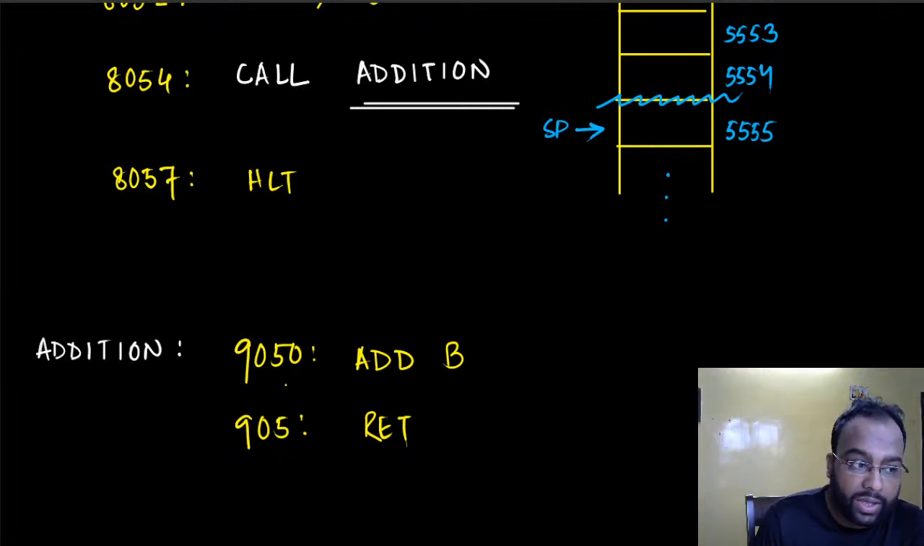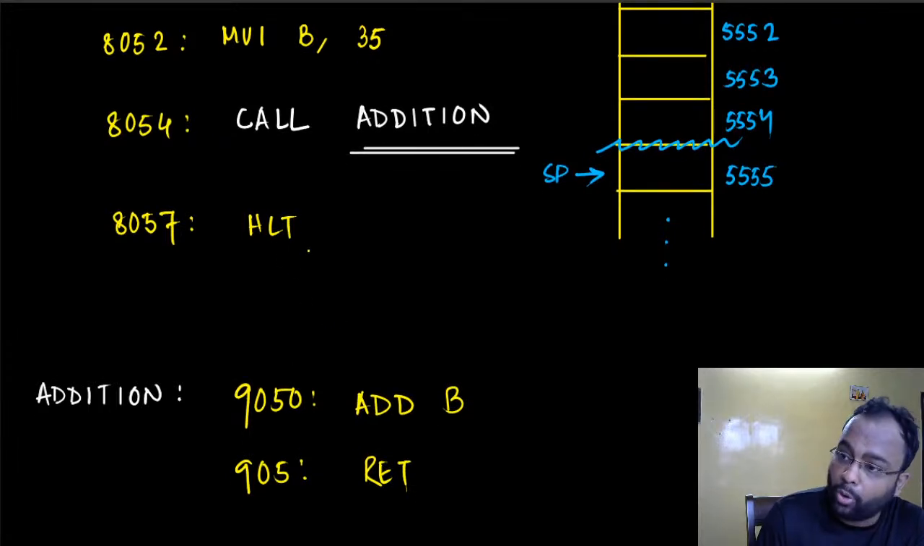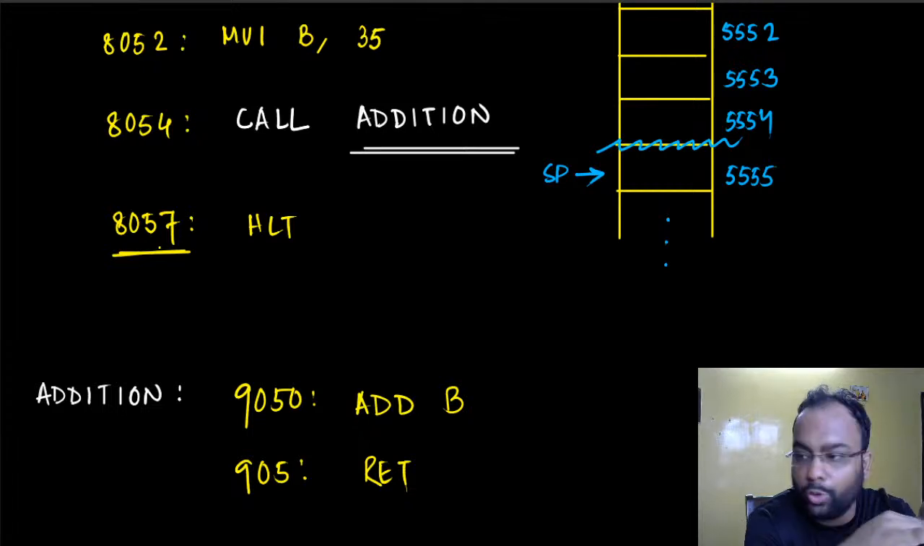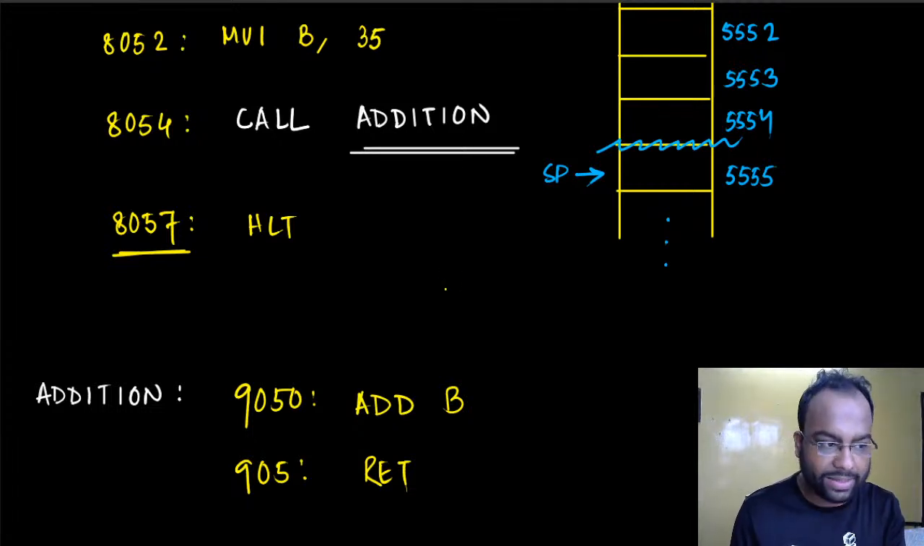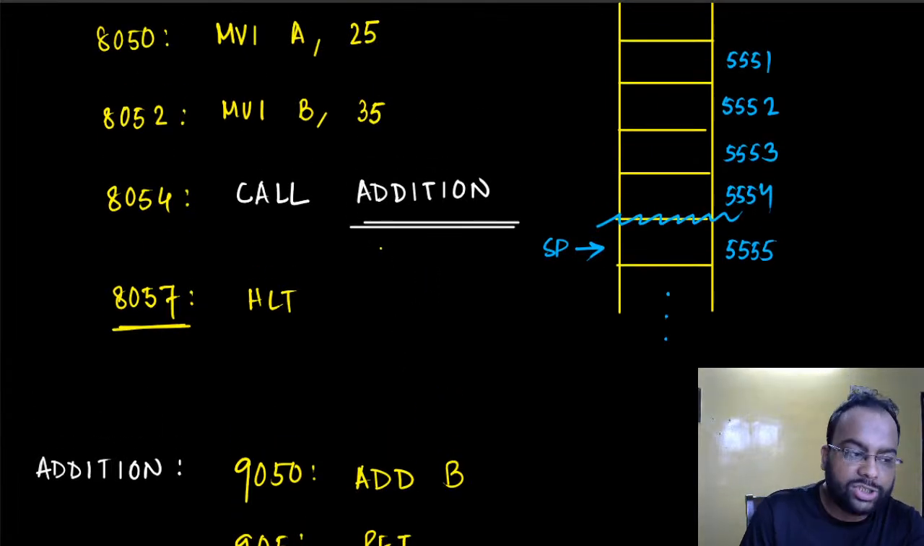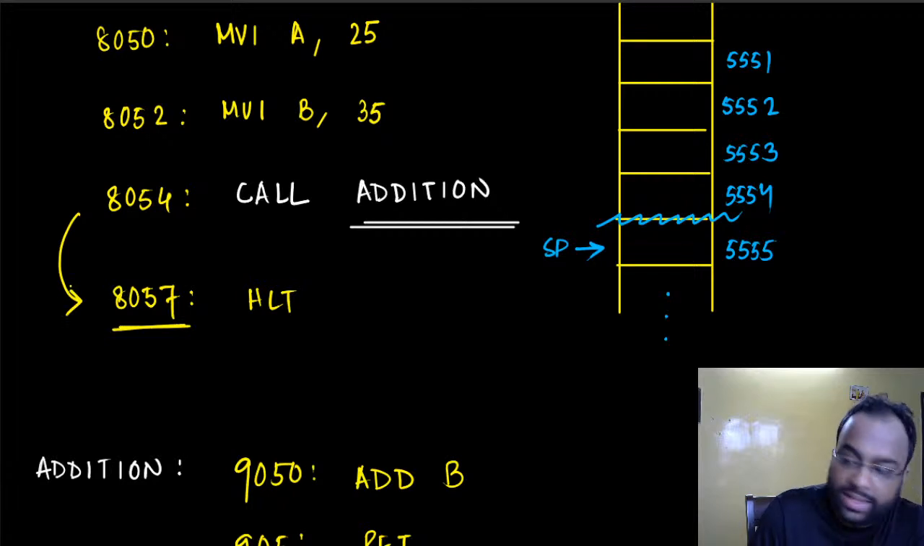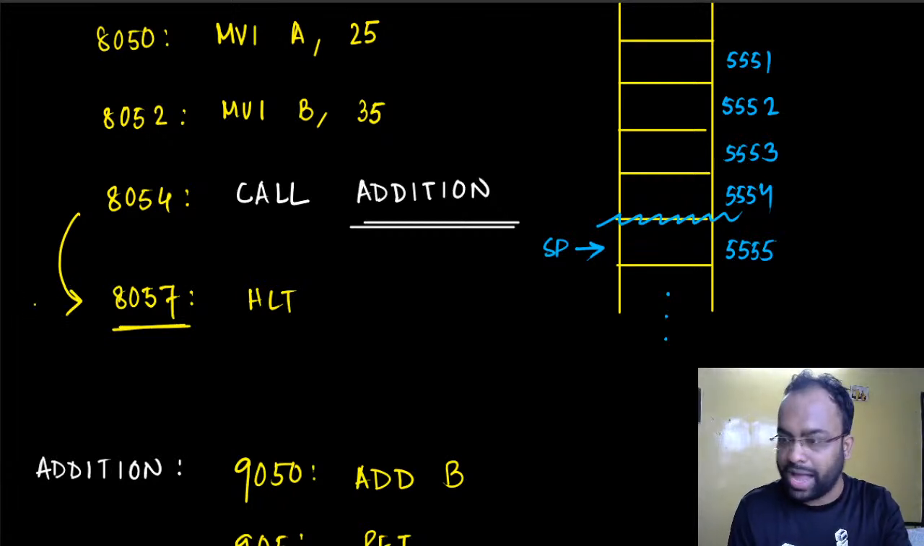Try to understand very carefully here. Now, in order to go back to the main program, the program counter will need to get back to the next address after the call instruction, so that it can actually go back. So when you execute a call instruction, what happens? What is the address of the next instruction in the main program after the call instruction? The address of the next instruction is 8057, right?